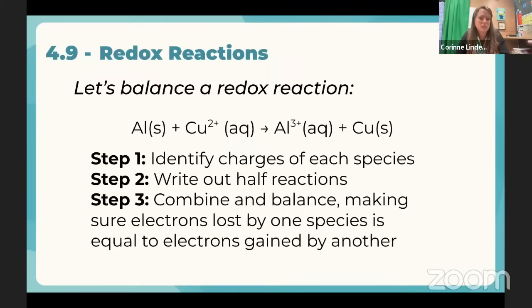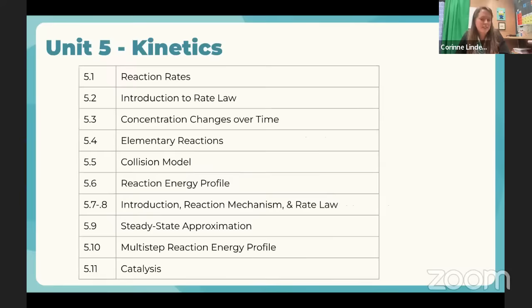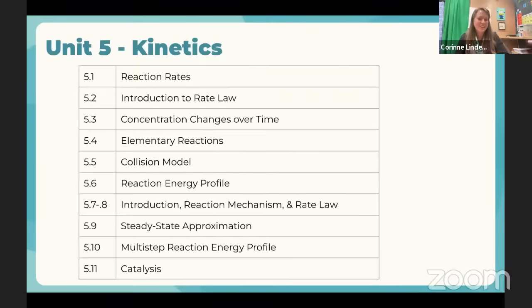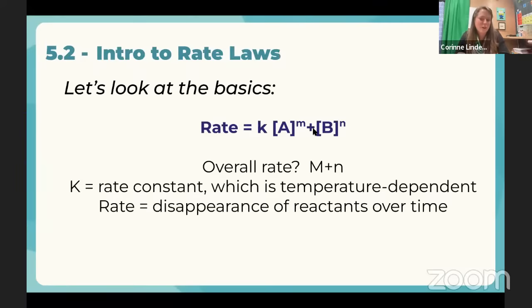So let's continue on. Kinetics is all about rates. Sorry, I'm moving on to unit five here. So kinetics is all about rates. Be careful with this. Those exponents do not relate back to the coefficients. So in order to determine that rate law, you have to be given experimental data. You hold one thing constant, right, and see how that changes your rate. And then you can solve for your rate according to each of your reactants.